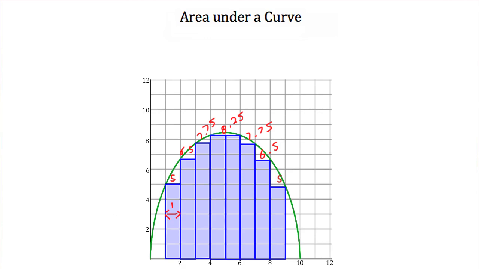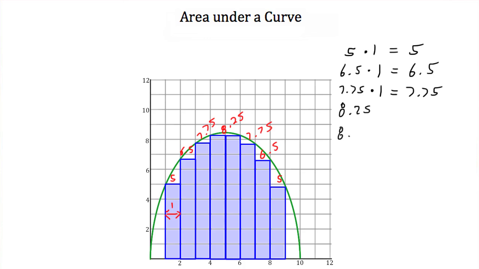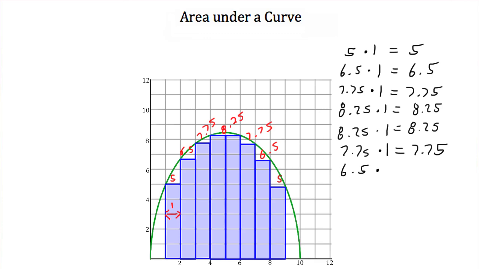The area of our first rectangle, well, that's its height, which is 5, times its width, which is 1. So the area of that rectangle is just 5. Our next rectangle has a height of 6.5 and a width of 1, and that's just equal to 6.5. Our third rectangle here has a height of 7.75 and a width of 1, and that's equal to 7.75. Our next two rectangles have heights of 8.25, and again their widths are just 1, so their areas are 8.25. We have another rectangle with a height of 7.75. Its width is 1, so its area is 7.75. Another rectangle with a height of 6.5 and a width of 1, so its area is 6.5. And then lastly, we have another rectangle with a height of 5 and a width of 1, so its area is 5.